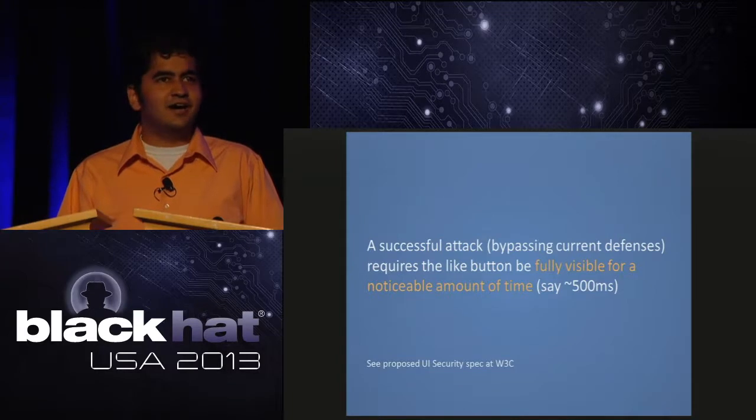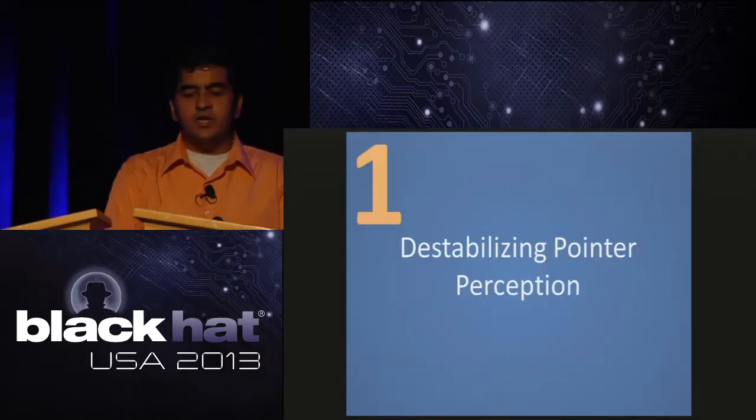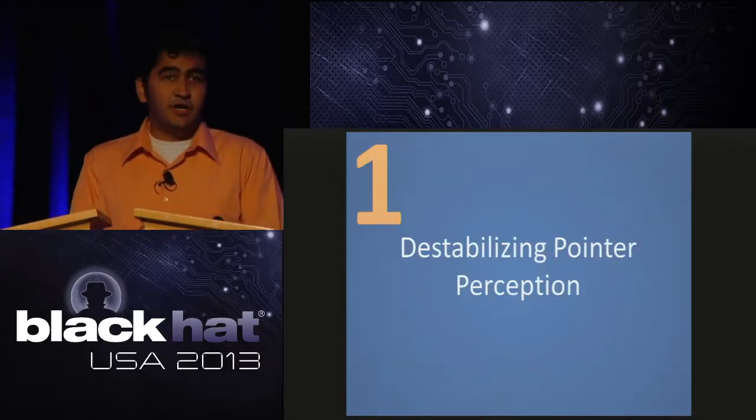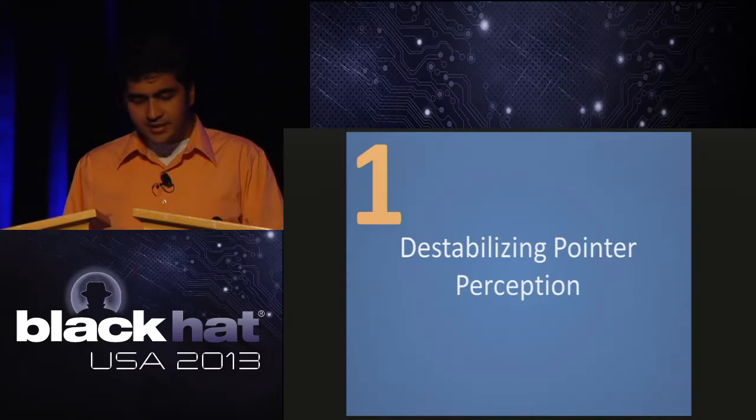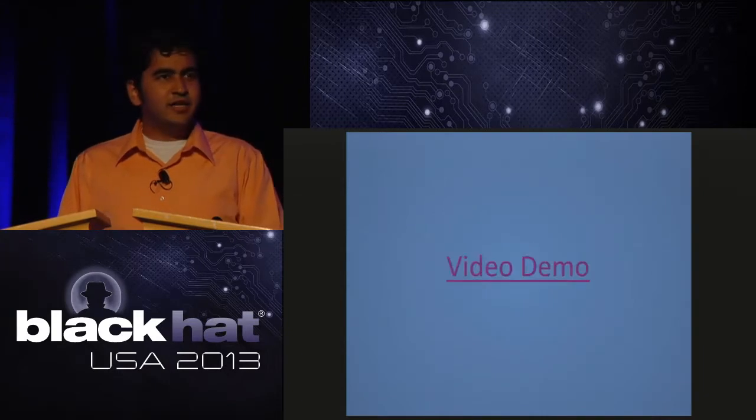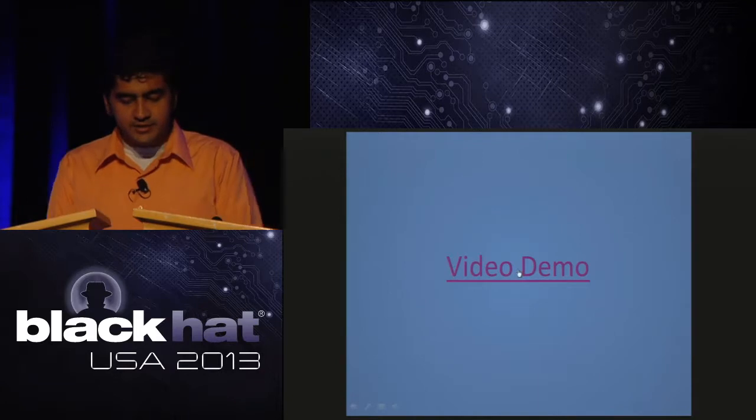All right, cool. The first attack I'll talk about is the destabilizing pointer perception attack. This is about confusing the user's idea of what the pointer is and where it's going. For all the attacks today, I'll be using a lot of videos and demos. Videos tend to go wrong, so hopefully Murphy's Law doesn't bite me, and I'll say a little prayer and see what happens now.